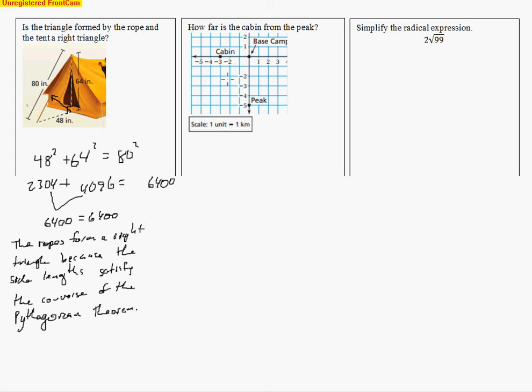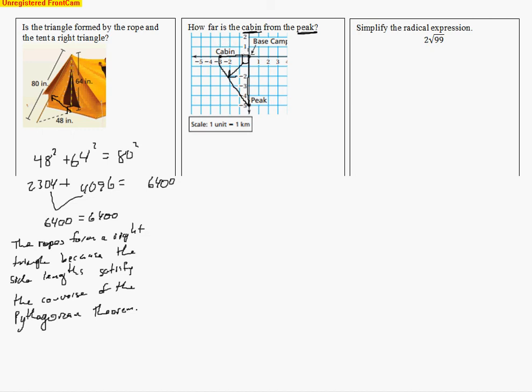So moving on to the next problem, it says, how far is the cabin from the peak? Make sure on your problem you read it carefully to see what they're talking about, because I mentioned the base camp here too, but that's not part of the problem. So we're looking at just this distance from cabin to peak. What we're going to do is make a right triangle right here. You see how the right angle is right here. We're trying to find the hypotenuse, that distance between the peak and the cabin.